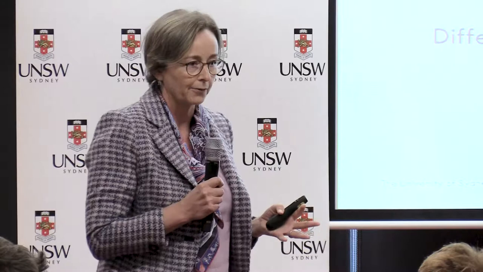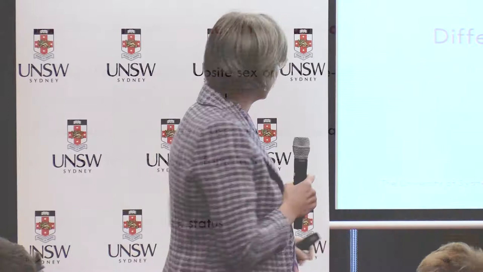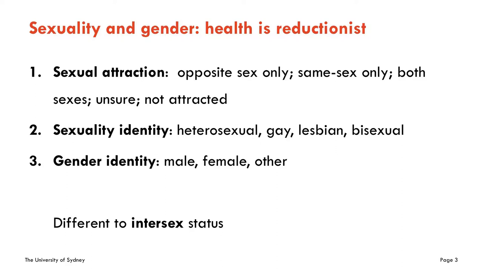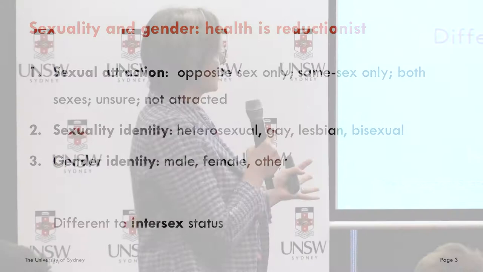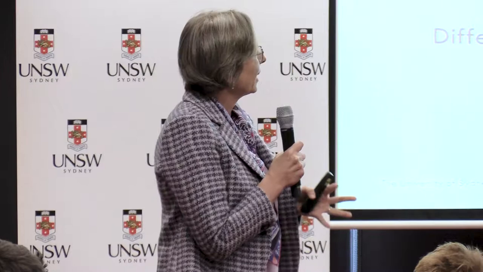From a public health perspective, we're very reductionist. We try to put people into boxes because we need a large enough sample to do our analyses. So we like to put them in one group or another. When we've looked at these different attributes of young people in studies in Australia and elsewhere, we've asked about sexual attraction in particular. So are they attracted to the opposite sex only, the same sex only, both sexes, unsure or not attracted at all? And then we might group some of those together.